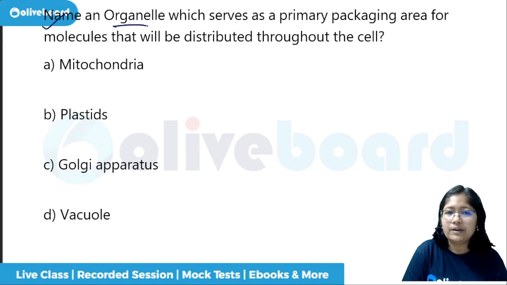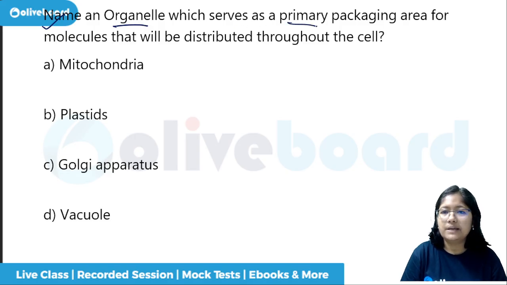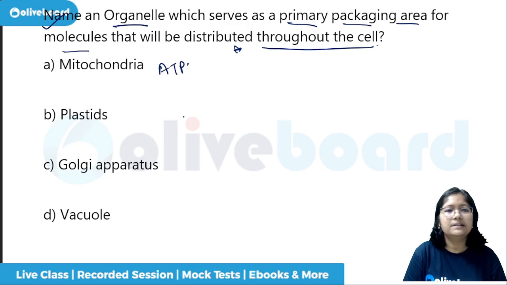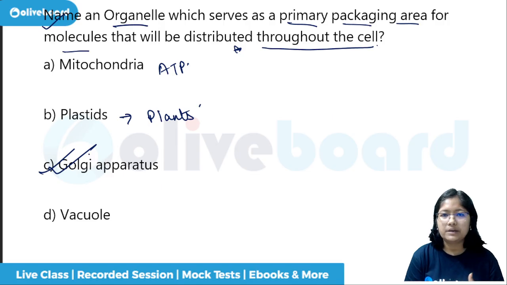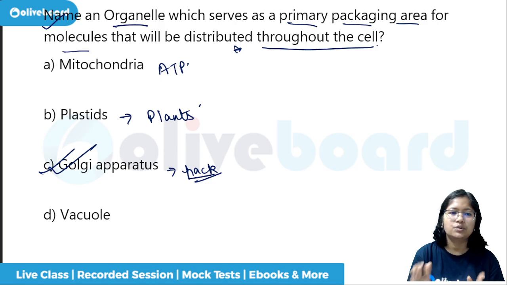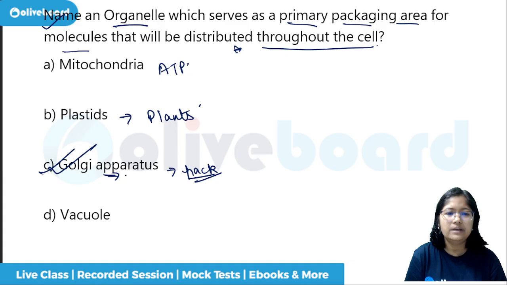Name an organelle which serves as a primary packing area for molecules that will be distributed throughout the cell. So mitochondria, ATP synthesis; plastids, they are found only in plants. Golgi apparatus, the function of the Golgi apparatus is to do the packaging. This place is for packaging. They will make the packets, and then they will distribute them to different locations of the cell. So that is your Golgi apparatus.